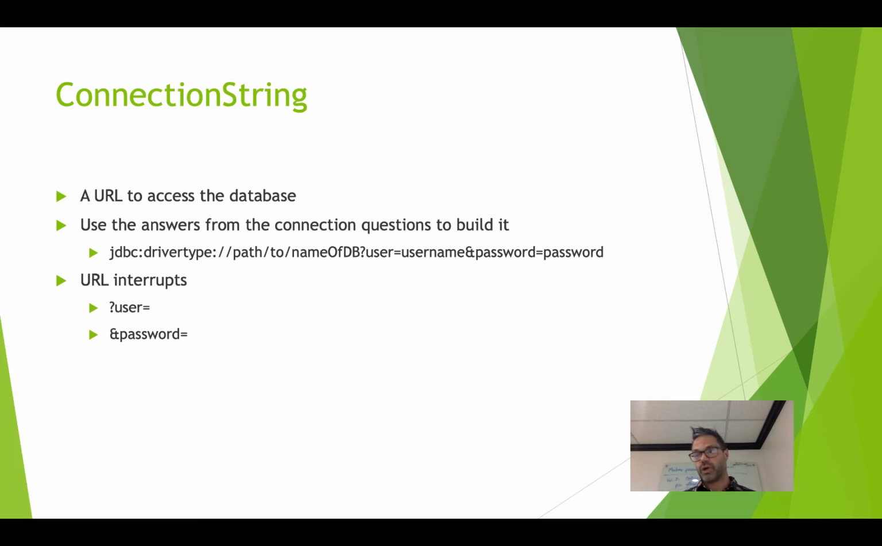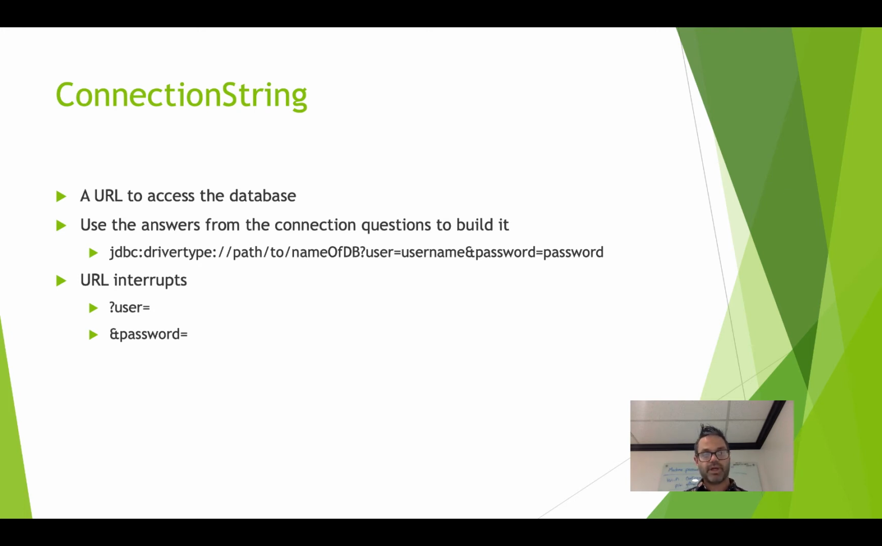Now, this URL is not the URL object, but rather a string that has a URL format to it. That's how we actually access the database. The answers from the previous questions are actually how we build that. As you can see right here, we have JDBC and then driver type, whether it's MariaDB, Postgres, Access, etc. We get the driver type we're working with, followed by a :// just like in the HTTP system. And then we have the path to the database.